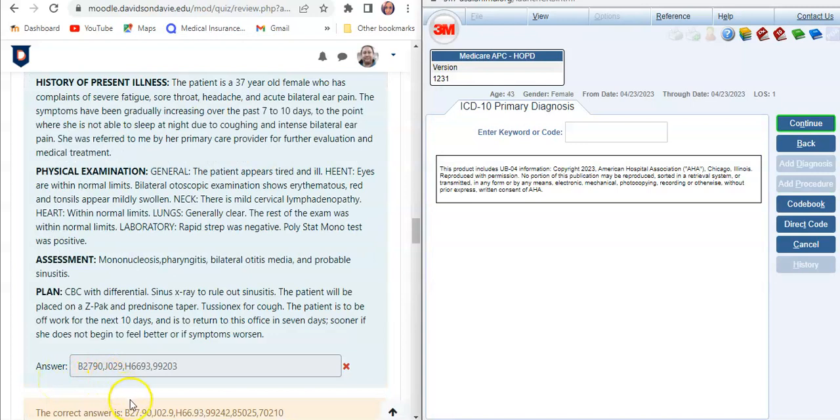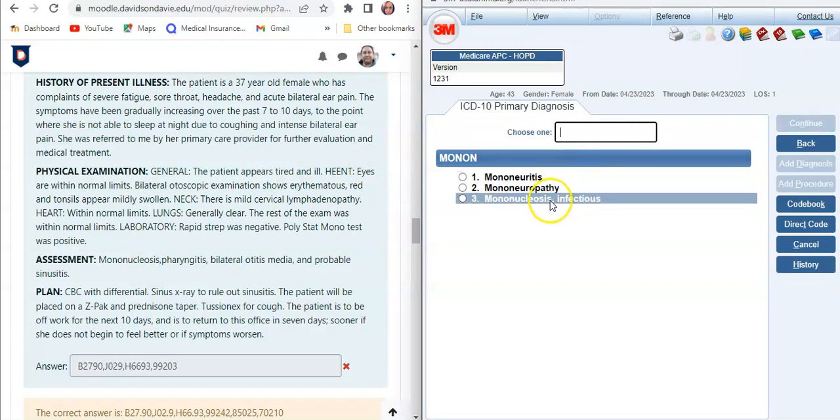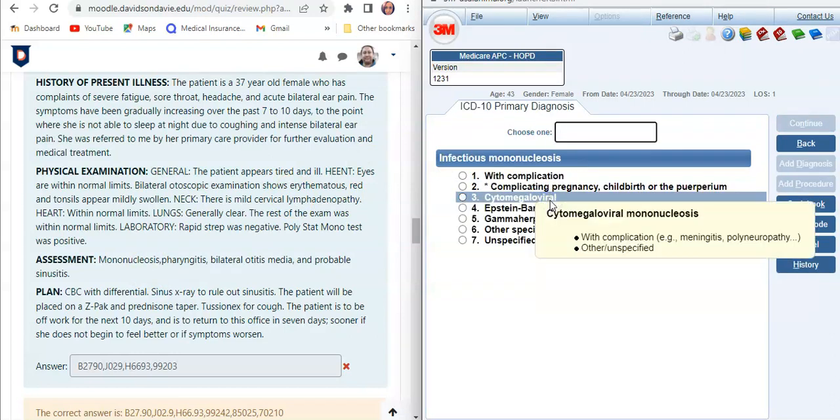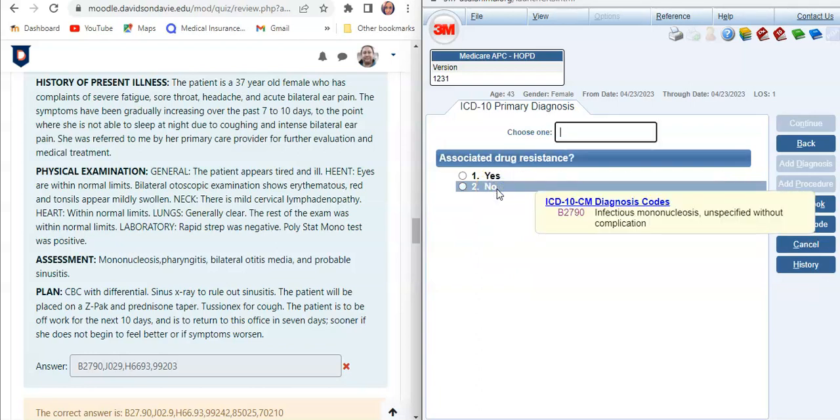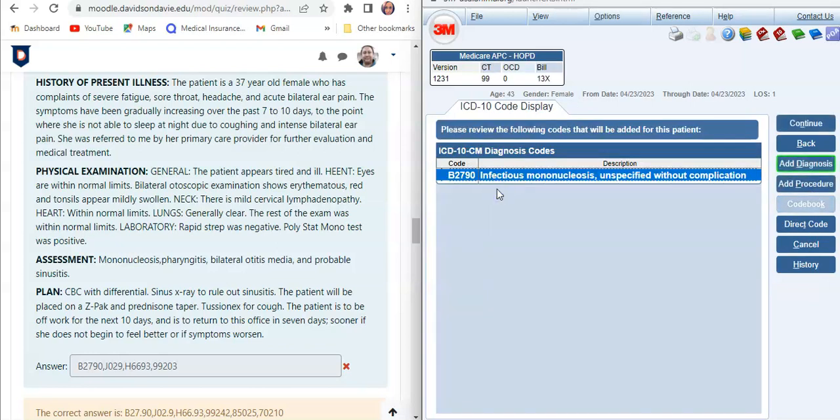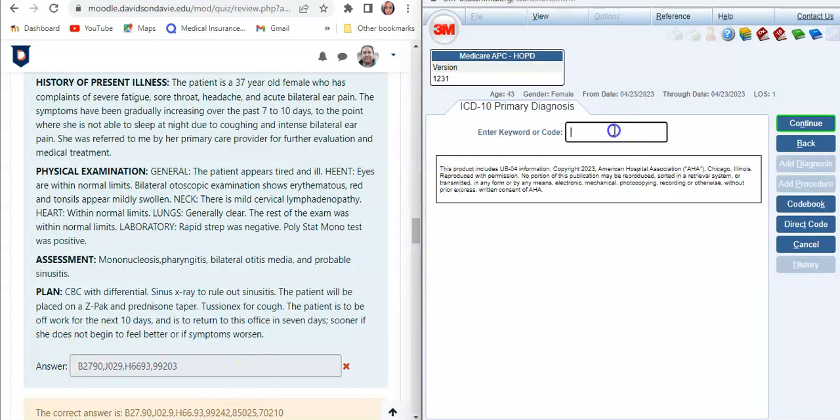Okay, now this one again, notice the lack of points here. And, well, some just flat out wrong. First one, it says in the assessment is mononucleosis, so we are going to put in mononucleosis. It doesn't state anything else other than that, so it's unspecified. Doesn't say that. So our first code is B27.90. Next one is pharyngitis.